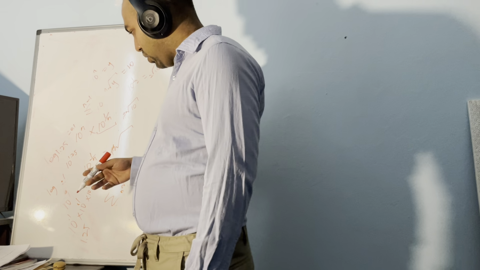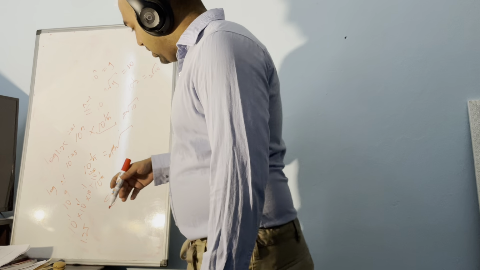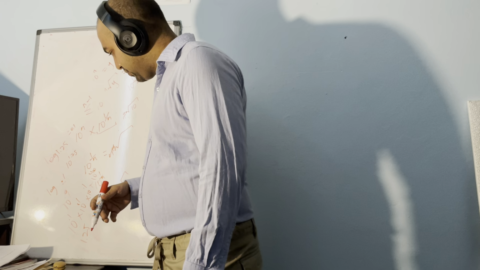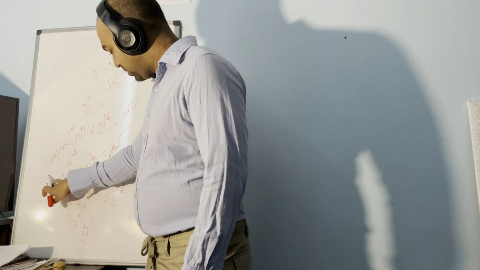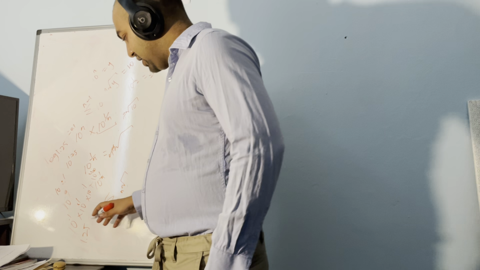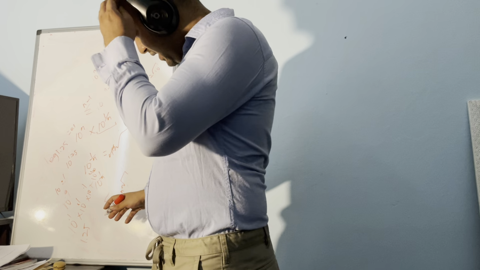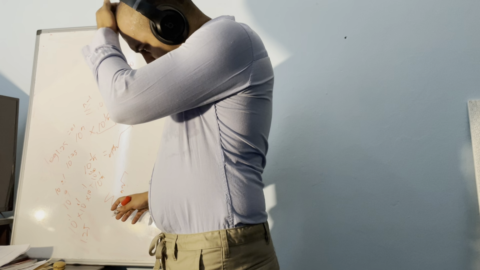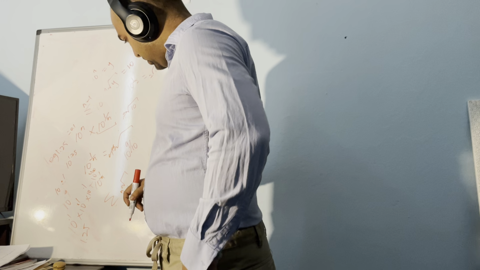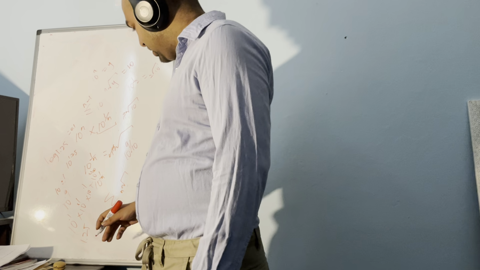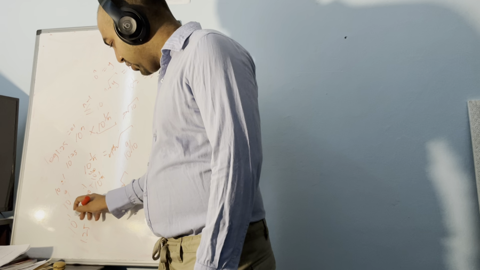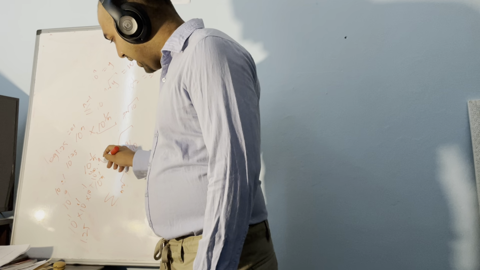Or you could say that 10 to the power of 0.1. So what is happening here is, or you could say that 10 to the power of 9 on 10. So you can say that it will be 10 to the power of 0.1 times 10 to the power of 0.1, 9 times.